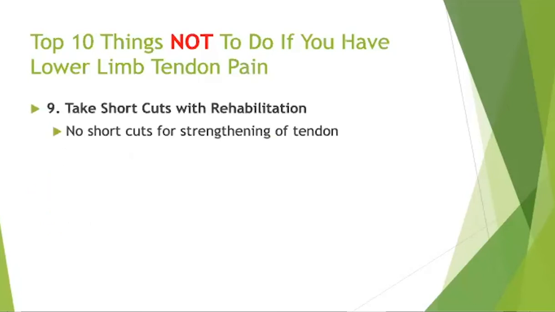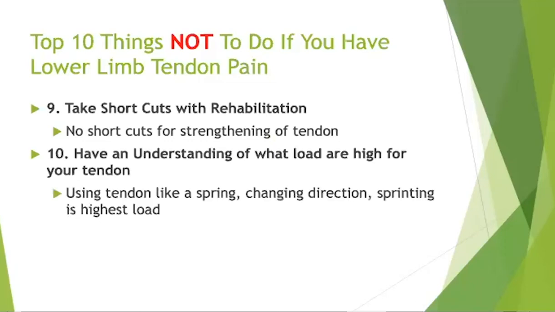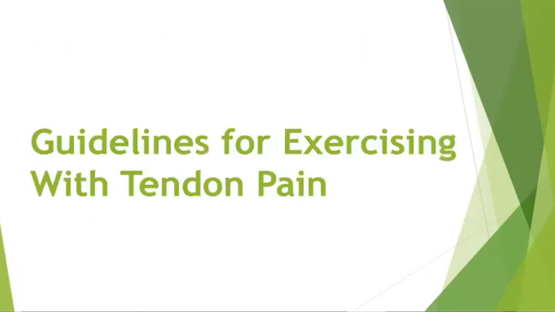Number 9, take shortcuts with rehab. There's no shortcuts for strengthening of a tendon. Strength takes at a minimum 6 to 8 weeks to build up, so there's nothing you can really do to rush that process. And then have an understanding of what loads are high for your tendon. So make sure you understand that tendon is like a spring, changing direction, sprinting, those things are going to be a really, really high load to your tendon, and those may not always be appropriate for you if you're having a lot of pain.